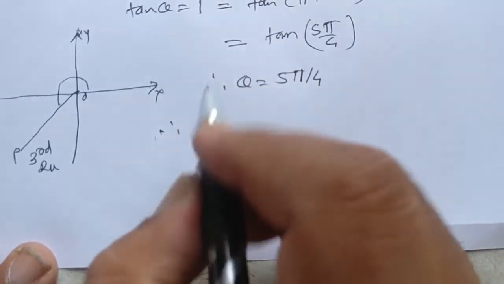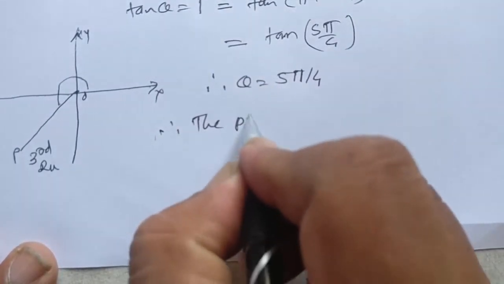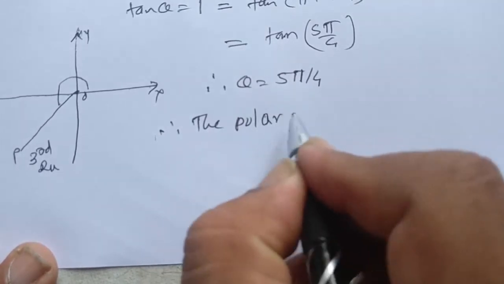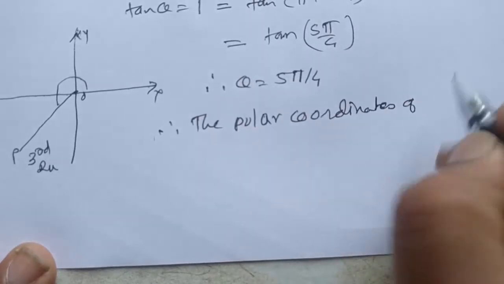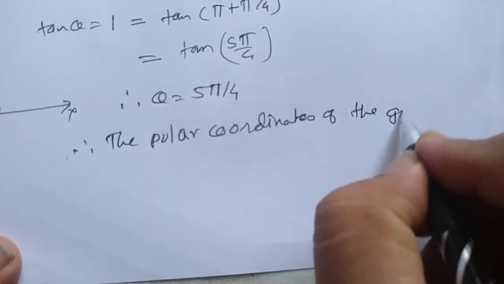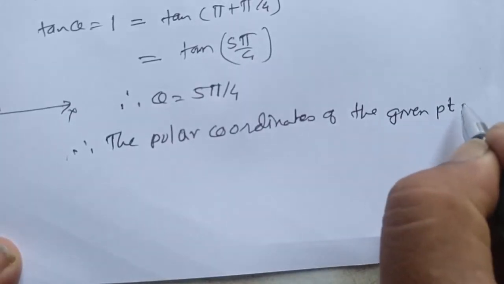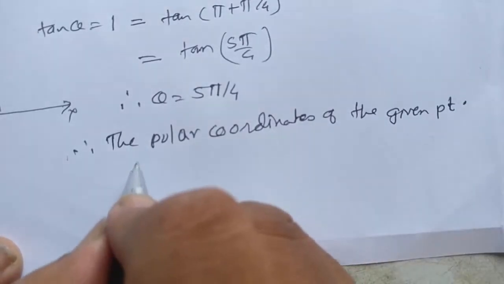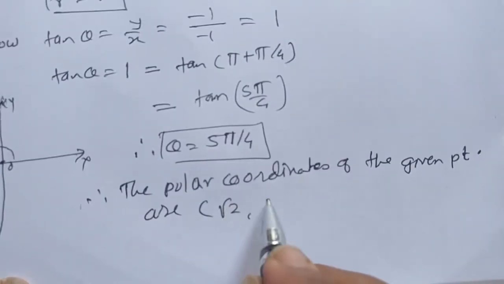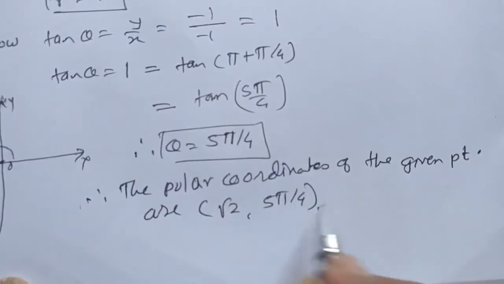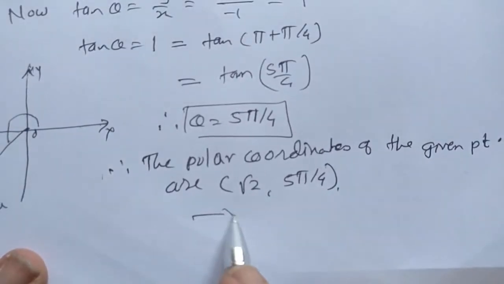Therefore, the polar coordinate of the given point: r is under root 2 and theta is 5 pi by 4.